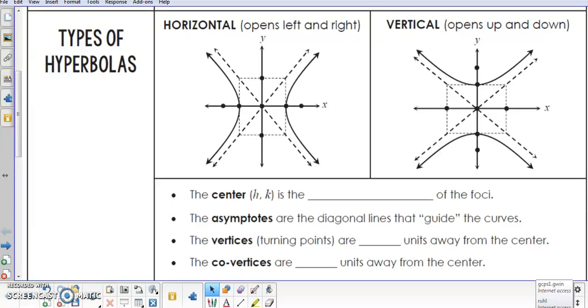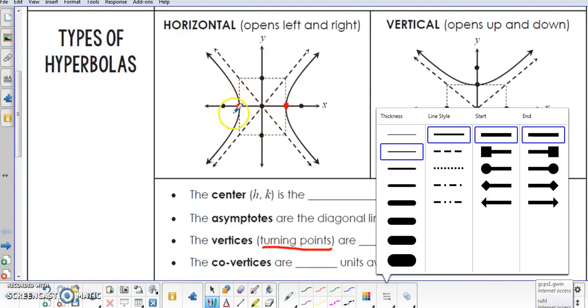Alright, so let's go ahead and finish up conics. What we've got here, hyperbolas. And we're going to make this as basic as we can. Right here, at the points of my parabolas that I have here, so the turning points, those are my vertices.